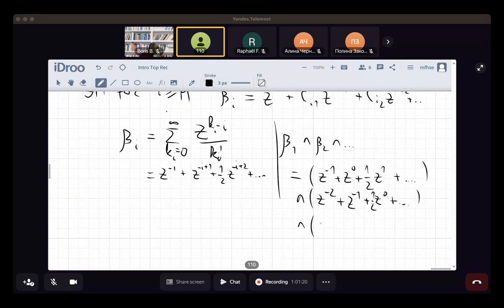Wedge Z 3 plus Z minus 2 plus 1 plus Z minus 1 plus and so on. Wedge and so on. We have here Z minus 1 wedge Z 0, Z minus 3 wedge Z minus 2, and so on. So you want to say that, okay, let's look at this element. First third, minus 1, 0, minus 3, minus 2, and so on.